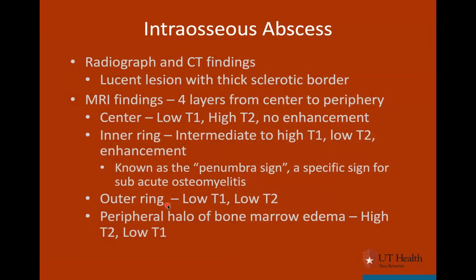Subacute osteomyelitis or Brodie's abscess is a lucent lesion with thick sclerotic borders, which suggests intermediate behavior in terms of aggressiveness. In MRI, it has 4 layers from center to periphery, and the most specific for Brodie's abscess is the level 2 or penumbra sign.